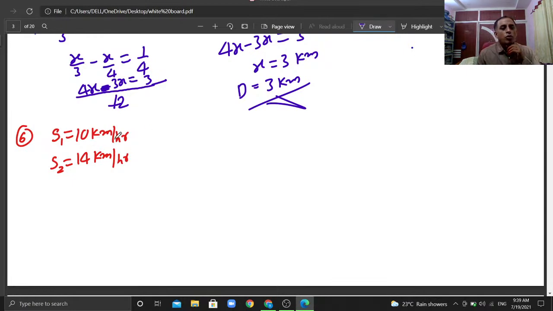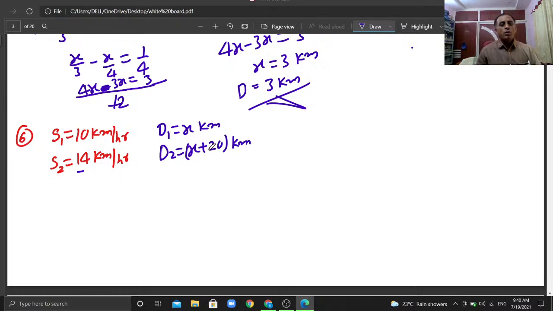So usual distance, let d1 be x kilometer. Its usual speed is 10 kilometer per hour. If a person traveled at 10 kilometer per hour, then he will reach x kilometer. In the same time, the next day he traveled at 14 kilometer per hour. Therefore, he traveled 20 kilometer more than the usual distance. Therefore, this day he traveled x plus 20 kilometer.